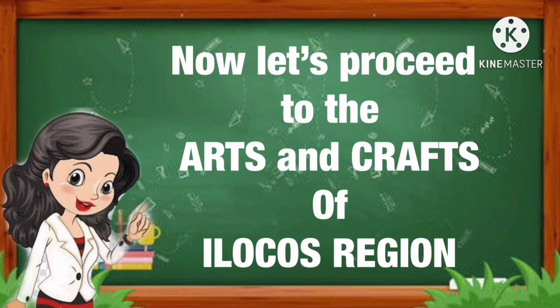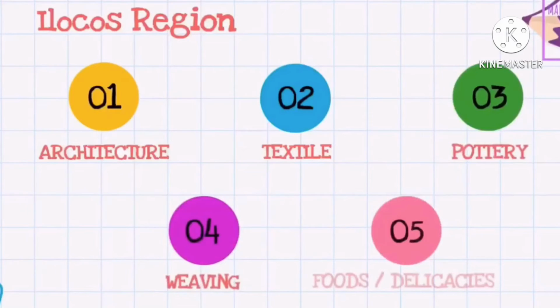Now, after seeing some of the most beautiful sceneries of the Ilocos region, we will now proceed to the arts and crafts of the Ilocos region. And now, we will see some of the architectural designs from the Ilocos region, their textile, pottery, weaving, foods and delicacies.